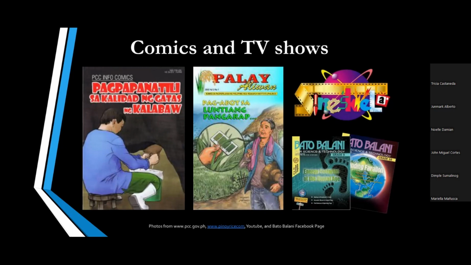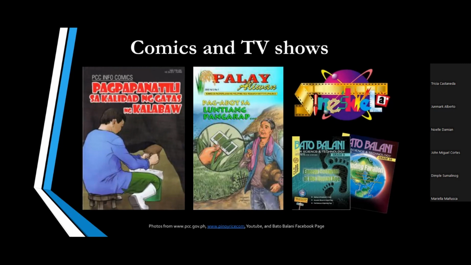So halimbawa, we can have comics and TV shows. Yung Philippine Carabao Center, they have what they call the Carabao-based enterprise development, kung saan tinuturuan nila yung mga farmers ng value ng pag-raise ng carabao as a dairy animal. So what they did is, for them to be able to reach out the farmers, discuss with them yung topic about Carabao-based enterprise development, about the programs of PCC in a way na maiintindihan nila. They release a comic series. No? Nandiyan yung example, pagpapanatili sa kalidad ng gatas ng kalabaw.